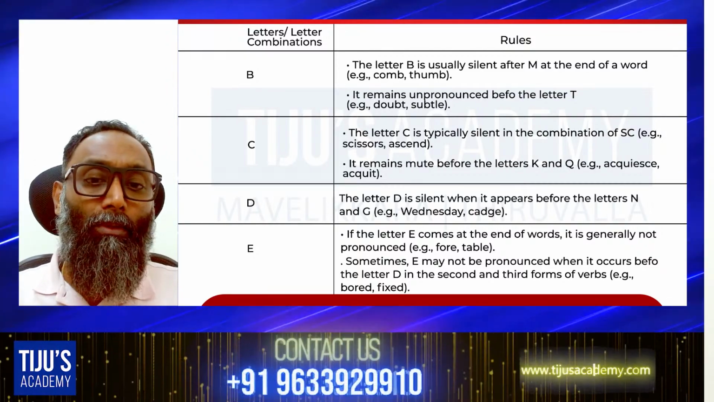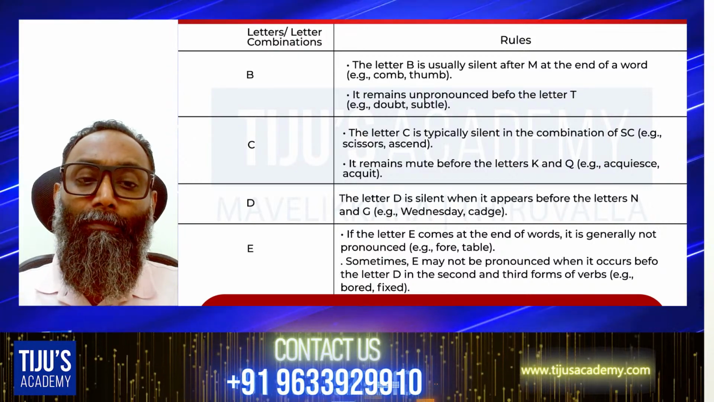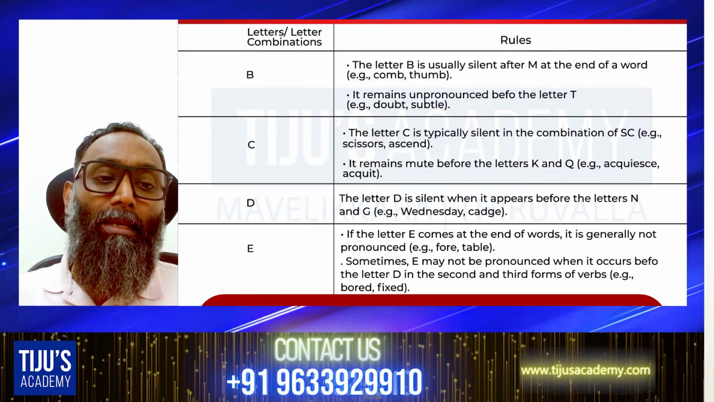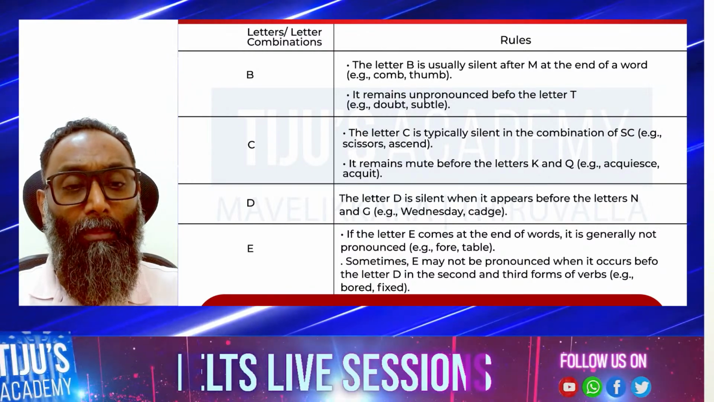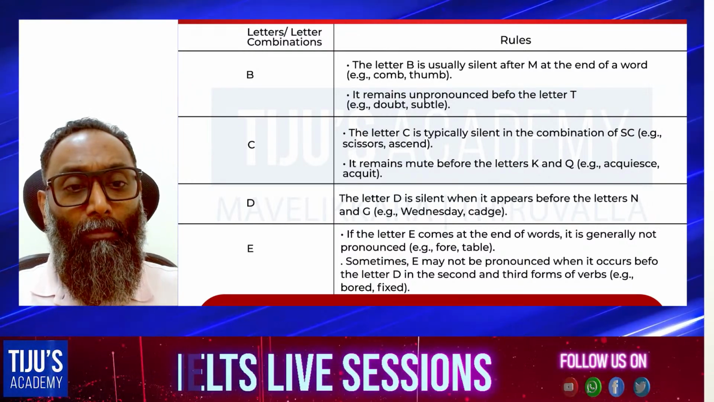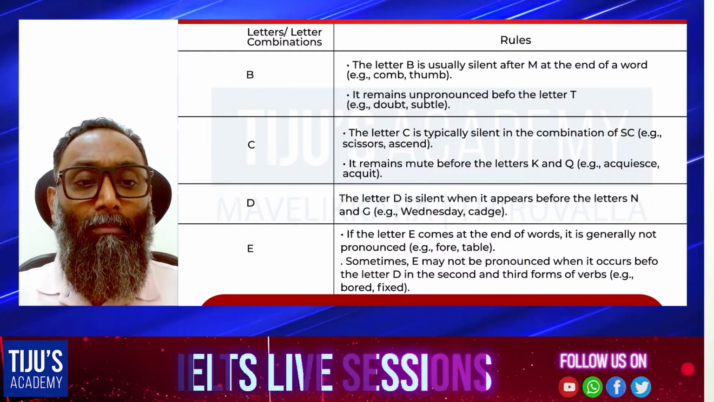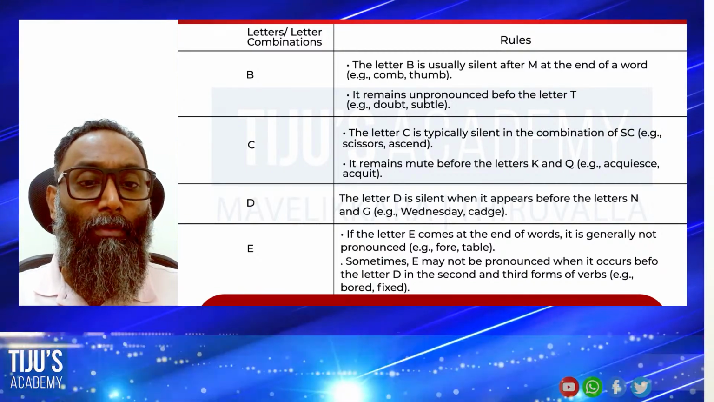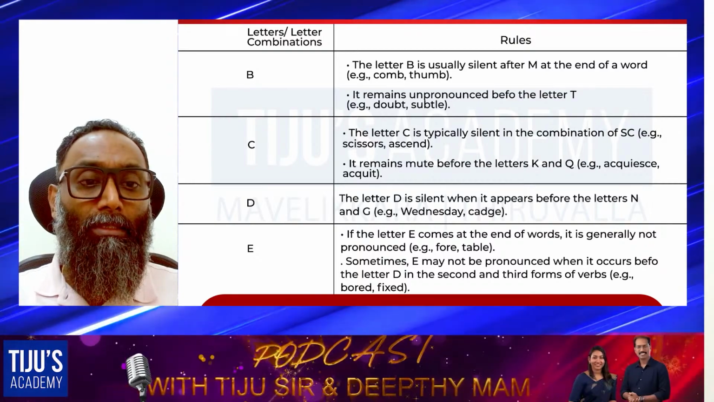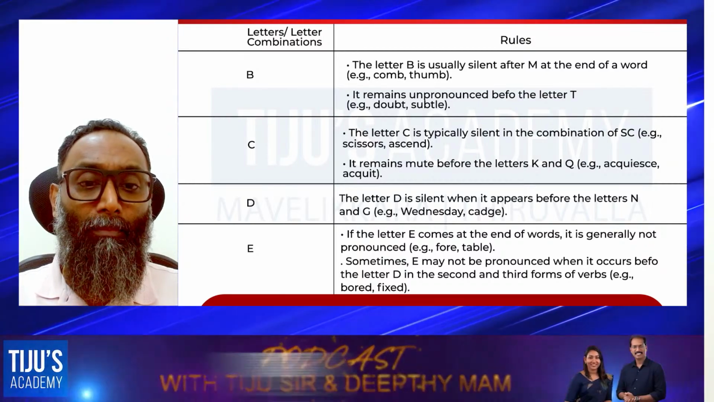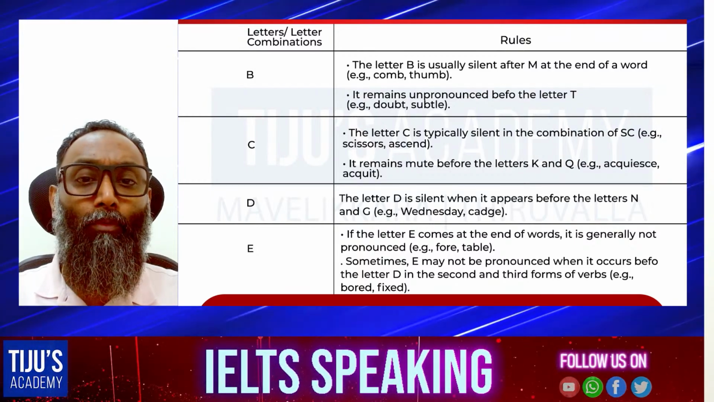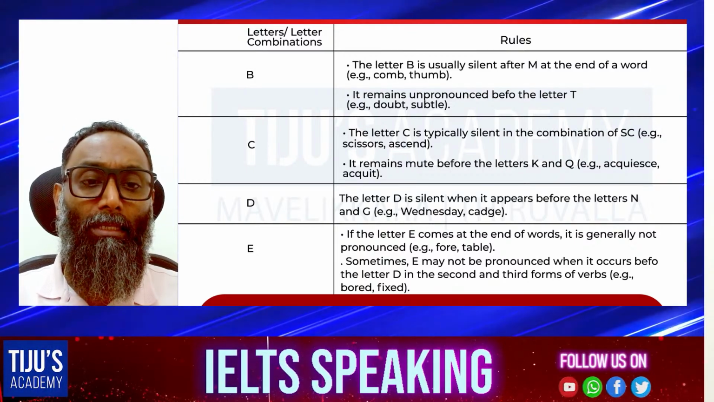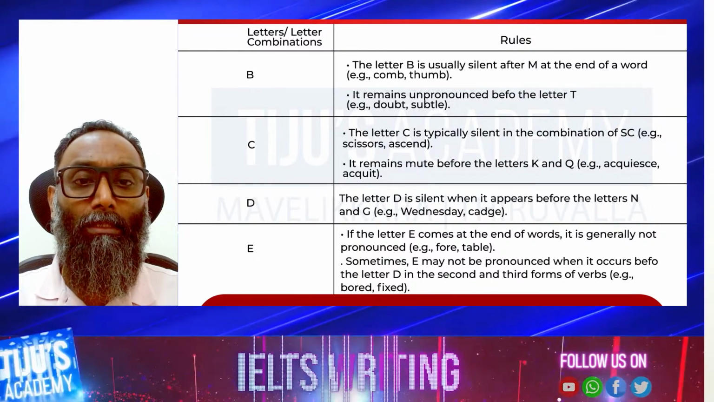Now let's look into the letter E. If the letter E comes at the end of words, it is generally not pronounced. For example, table. Sometimes E may not be pronounced when it occurs before the letter D in the second and third form of verbs. For example, bored, fixed, etc. So we have completed B, C, D and E. Let's look into the next slide.